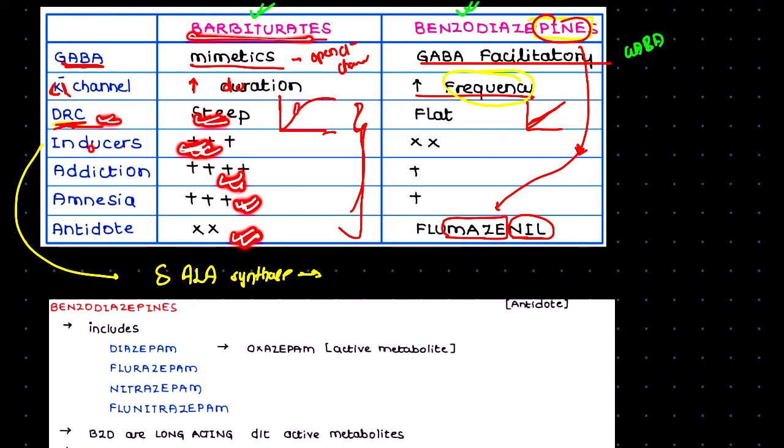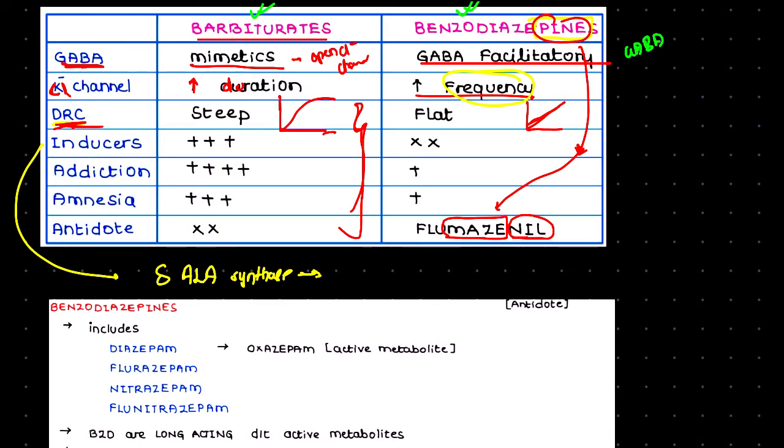Now because of all these things, what will you conclude? You will conclude that benzodiazepines are comparatively more efficient than these barbiturates. That is one outcome. So benzodiazepines are used more than barbiturates. This is one reason.